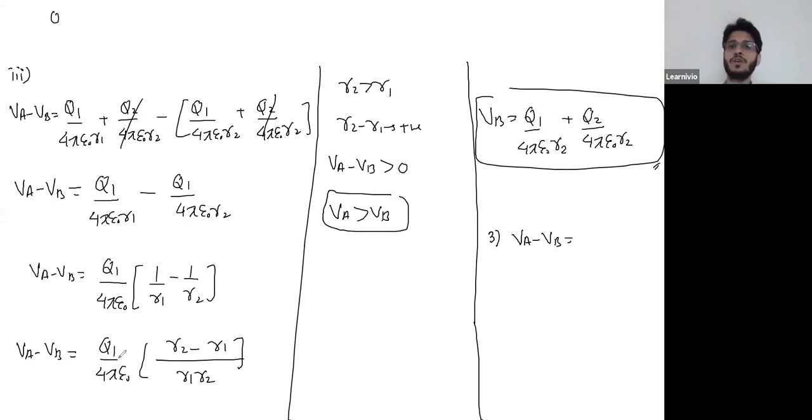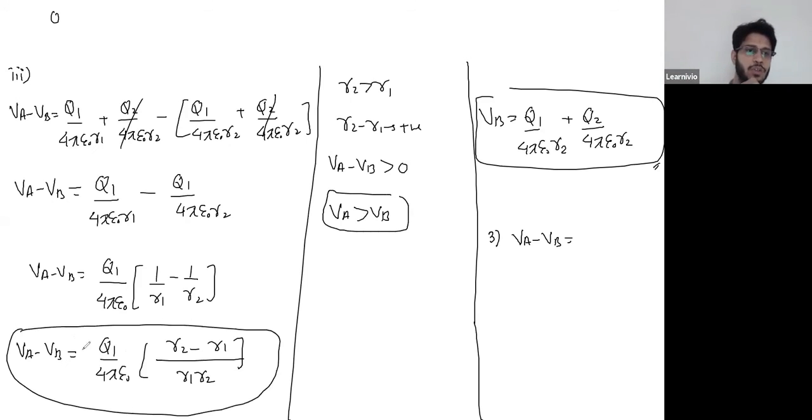This result is independent of Q2. Whatever be the amount of charge on the outer sphere, you can put any high value charge on the outer sphere, and the inner sphere will always be at higher potential. That's an interesting result. This result depends only on Q1. It's independent of Q2. So no matter how high the charge is on the outer sphere, the inner sphere will always be at higher potential.